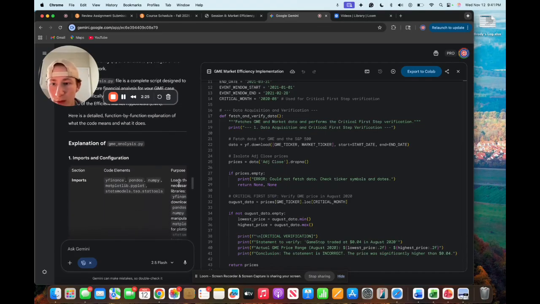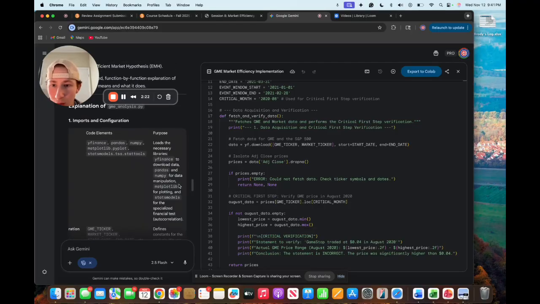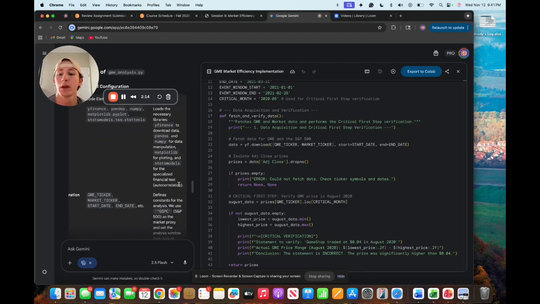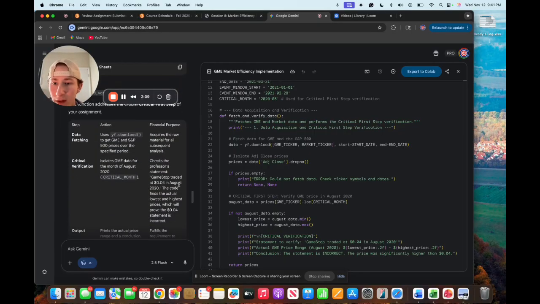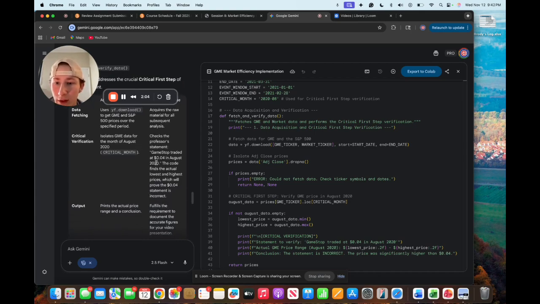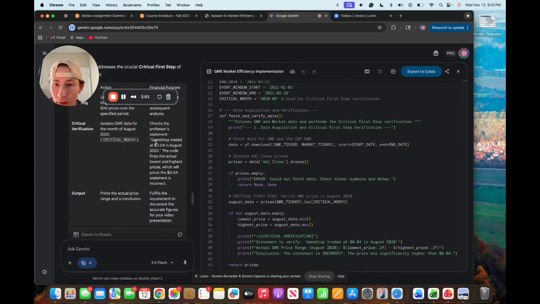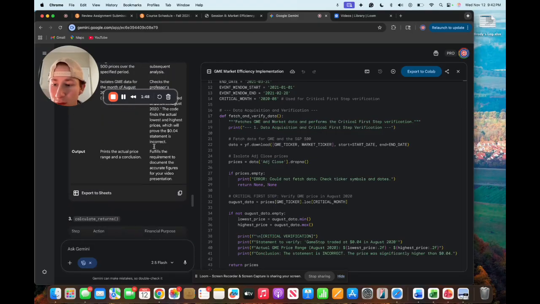the code GME analysis P1 PY loads the necessary libraries: YFinance to download data, and others for manipulation and plotting. Some other ones, fetch and verify data, is fetching data from websites like Yahoo Finance and figuring out the different prices. Like GameStop traded at 4 cents in August 2020, but that was an incorrect statement. It traded between the $4 to $6 range.